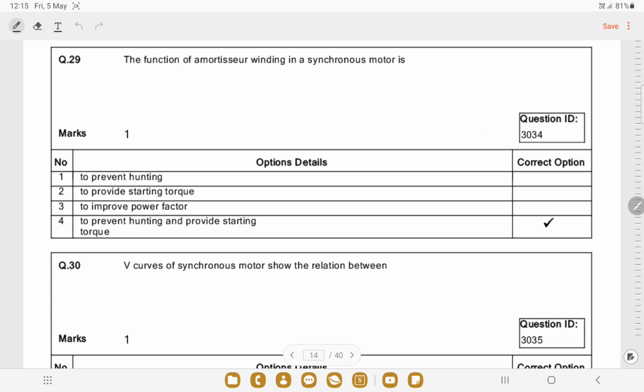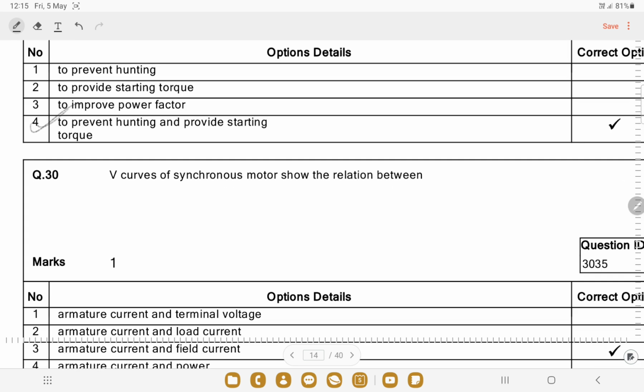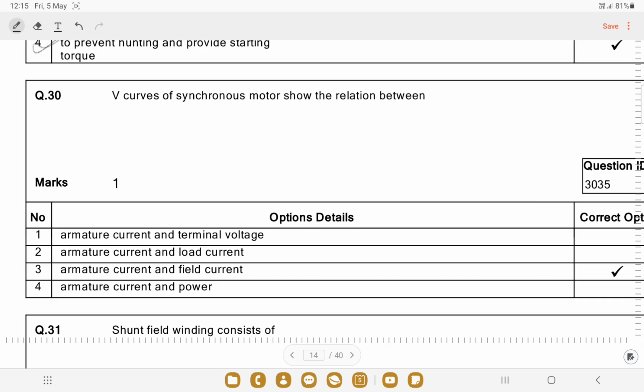Next question, it is given the function of the armature winding in a synchronous motor. It is used to prevent the speed fluctuation or oscillation. So it is either prevent hunting or provide starting torque, which will be the correct answer. Now, V curves of a synchronous motor show the relationship between the armature current and the DC field current. So from these 4 options, 3 will be the correct one.